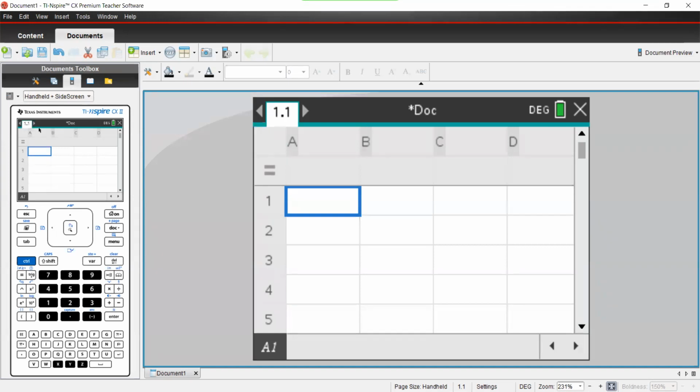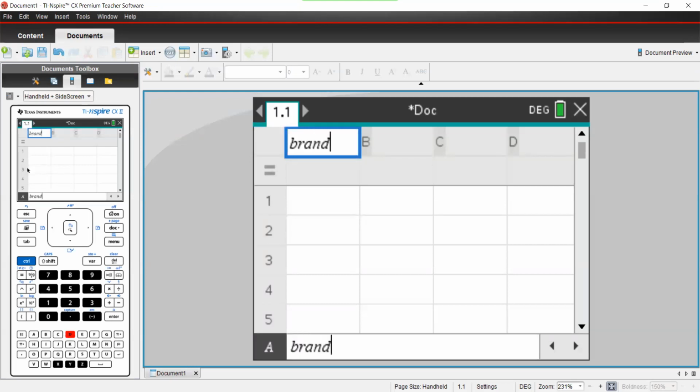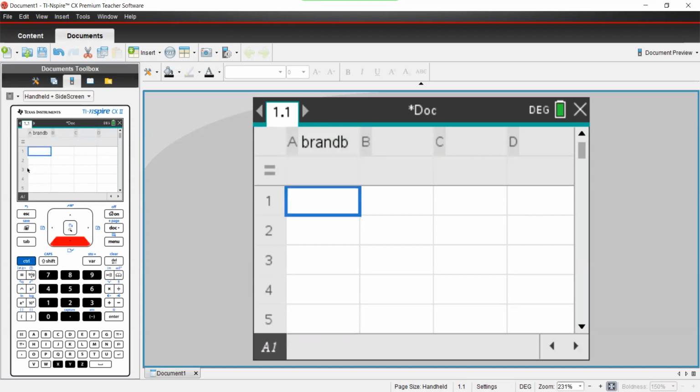What we're gonna do is you can name this whatever you want. You can call it B, whatever. I'm just gonna say brandB. You can't put any spaces in there when you do it, and then just hit enter to get out. Right now, we're going to leave this equal sign alone, and we're just going to type in our data. So this would have been 35, 45, 40.